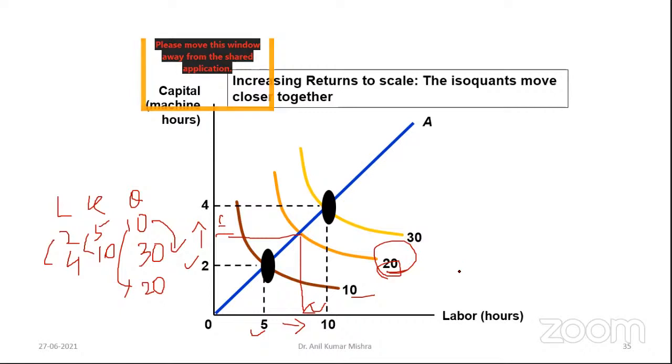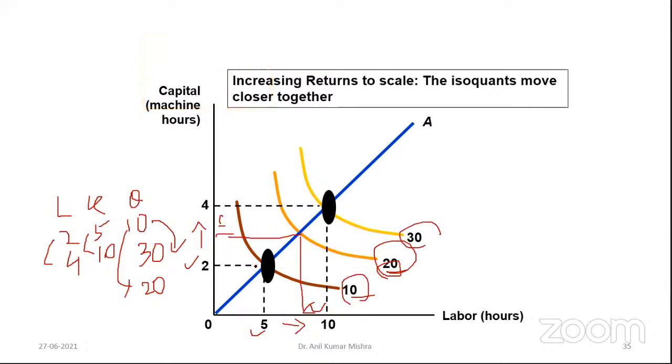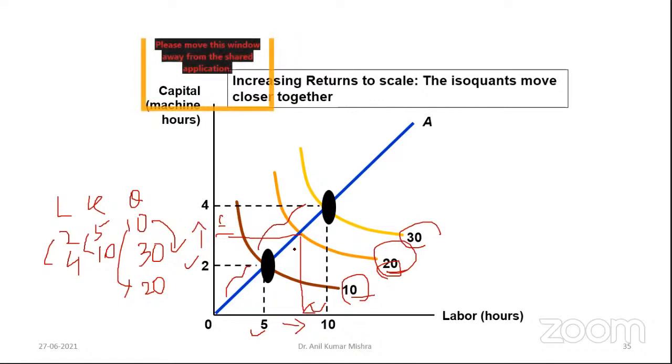Here, the distance between successive isoquants: the first isoquant is 10 and the next is 30, due to changes in the input factors 2 times. Mark the distance here and the distance there. The distance continuously increases in case of increasing return to scale.